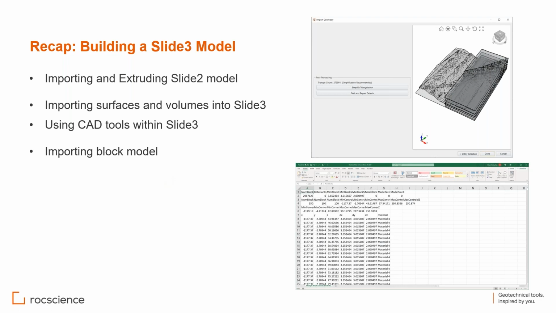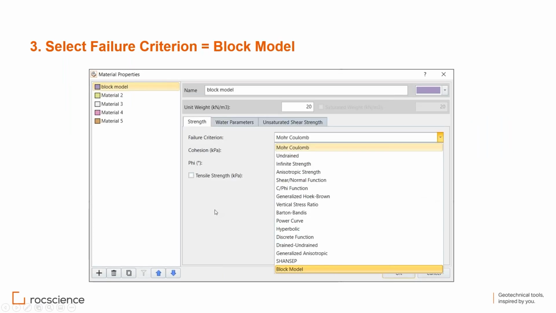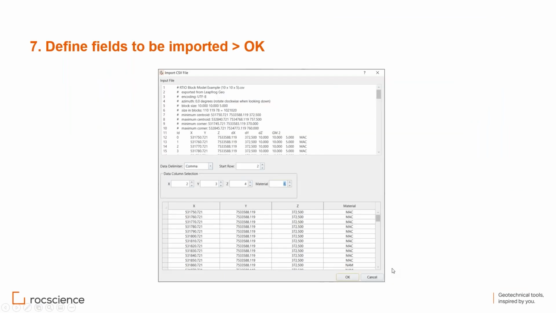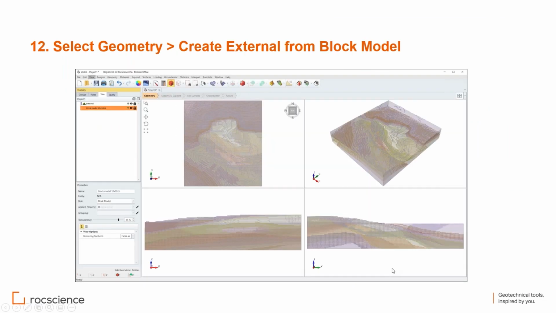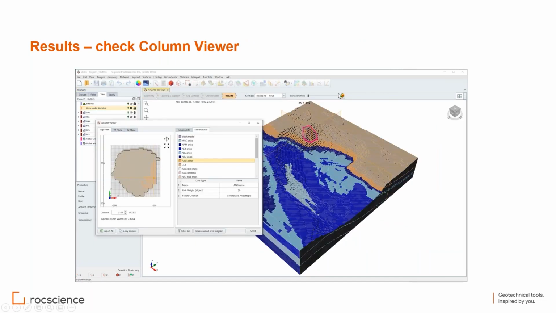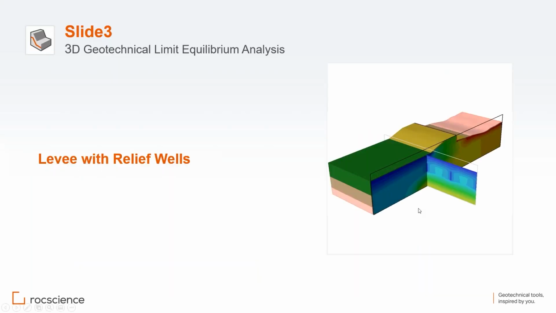For mining applications, you may have block models like this, with X, Y, Z, and a value for the blocks. You can import them as a new material model, which is called block model. And the software makes a block-based geometry like this for you. So you can make your changes and look at the failure surface similar to the regular geometries that we have, which is a very cool feature as well.